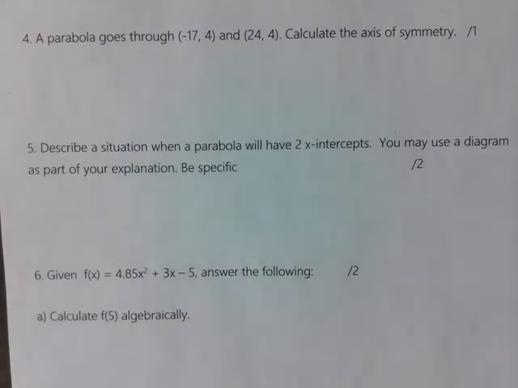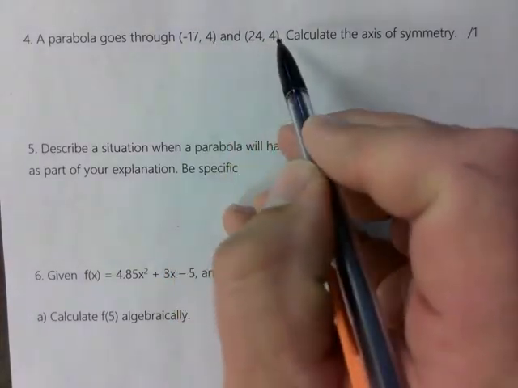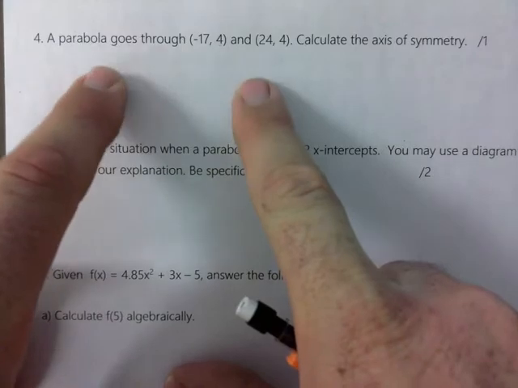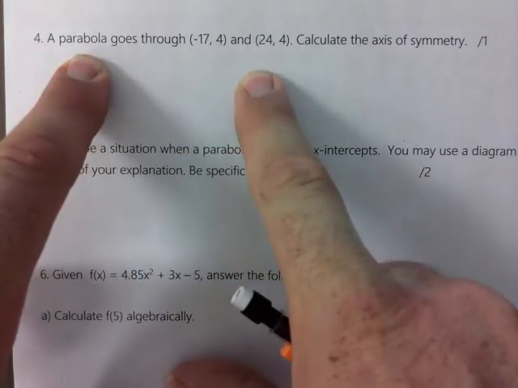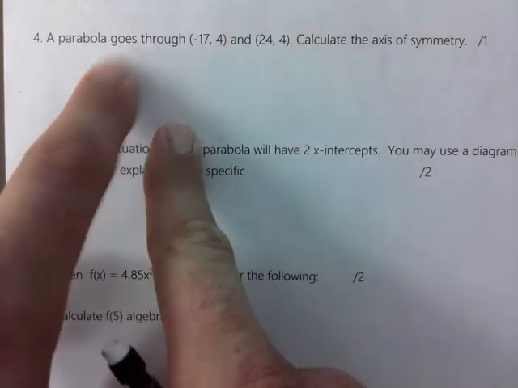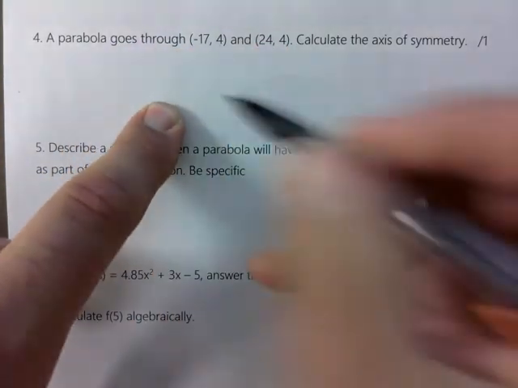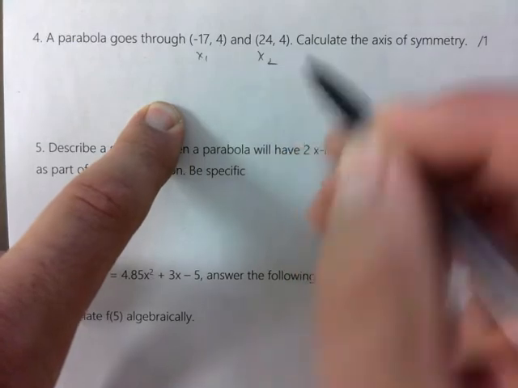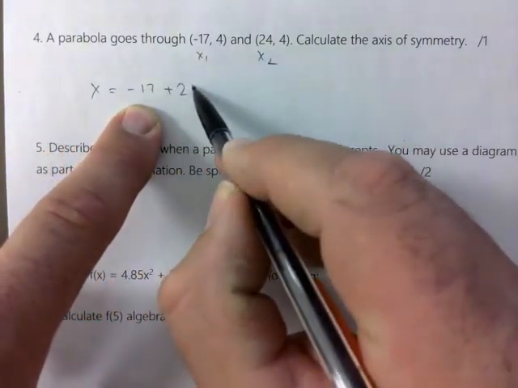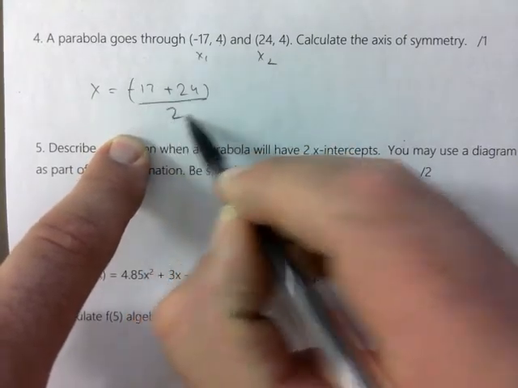Parabola goes through those 2 points. Calculate the axis of symmetry. You should have recognized, okay, these points are, right, they're looking at each other. They're on opposite sides of the parabola, same height. So I can find the middle, the axis of symmetry, using these 2 x values, right? So x1, x2. So the axis of symmetry is negative 17 plus 24 divided by 2.